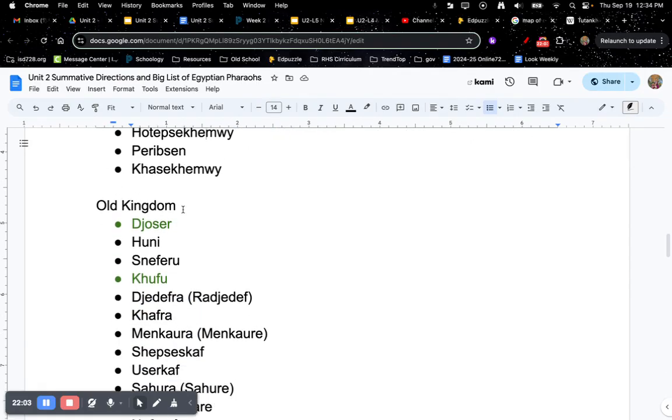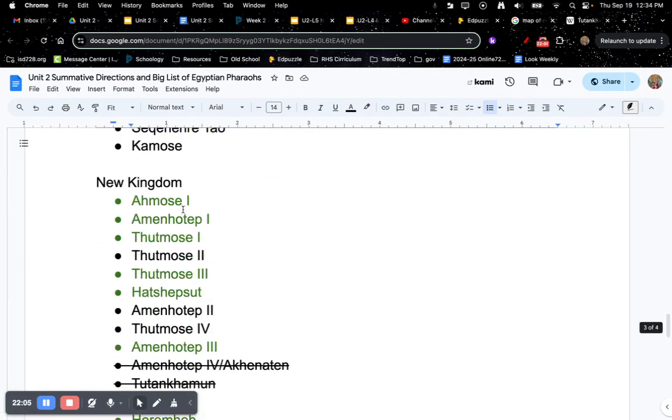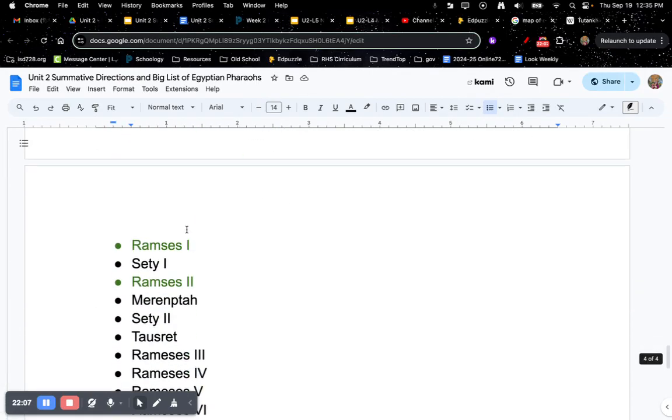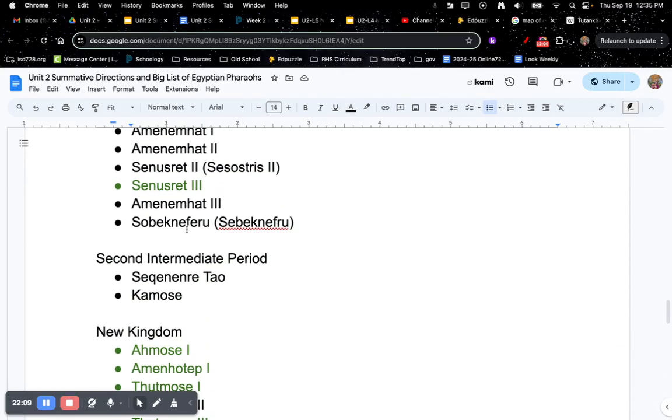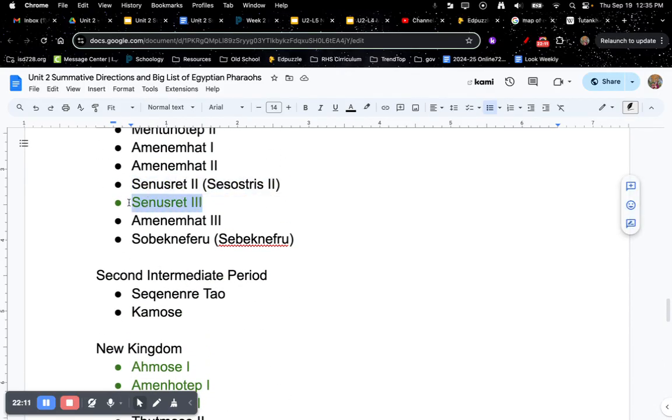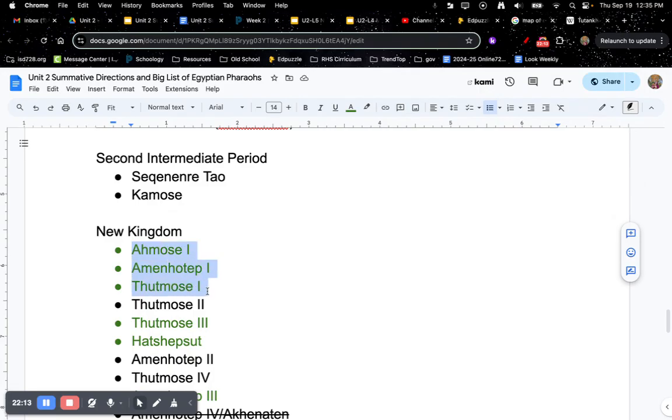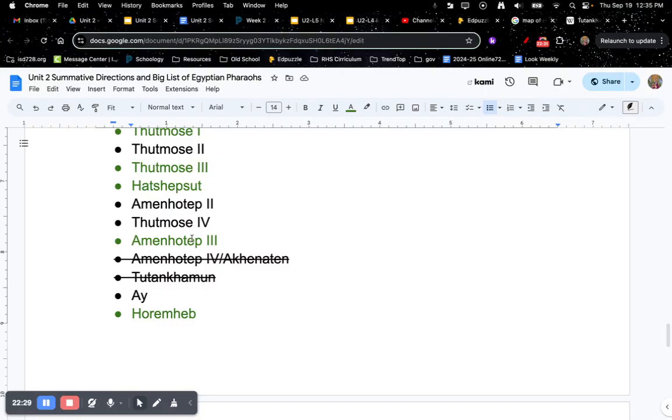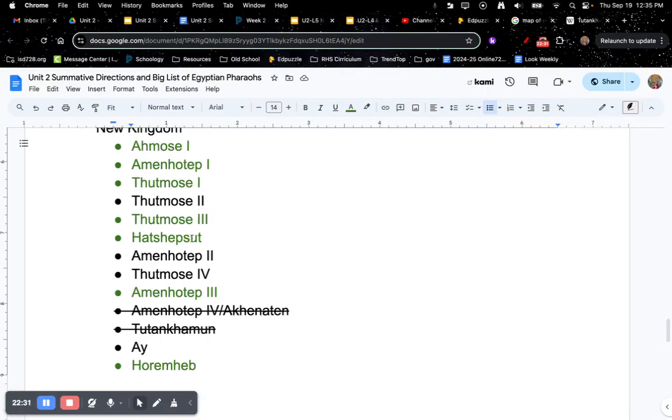So you can see there's a lot of names. Yeah, a ton. So the ones that are in green text, like this and down here, those are pharaohs that I know have a lot of information. So if research is not a real big skill of yours, I really suggest that you look at the pharaohs with the green text because they're going to have a lot of information about them. Okay?